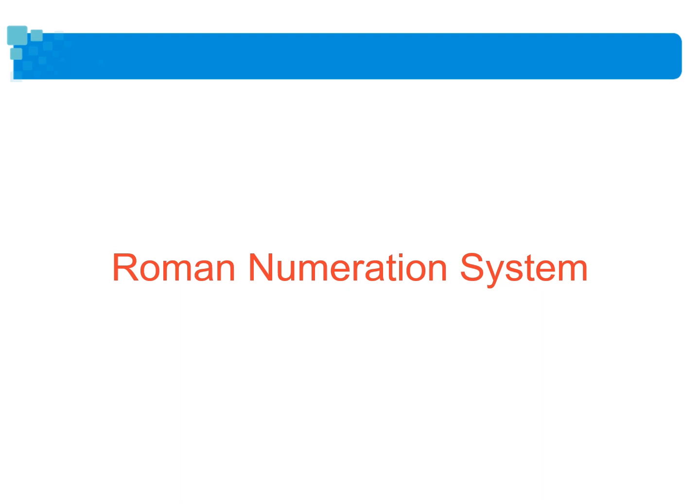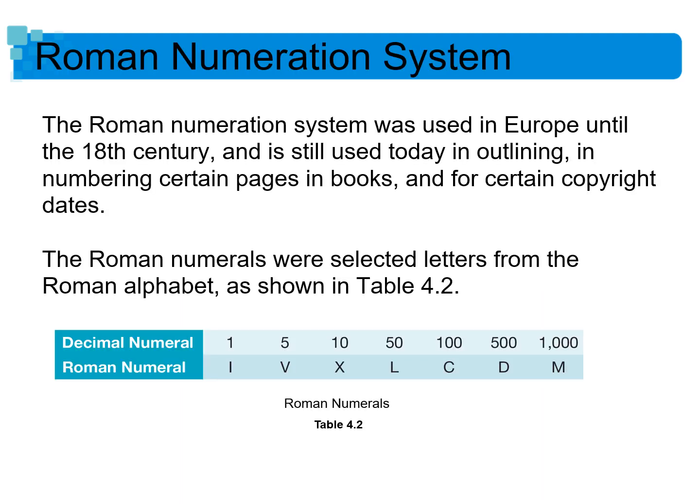Now let's take a look at the Roman number system. So this is one that you're probably a little bit more familiar with. You're probably pretty familiar with the Roman numeral system. It was used in Europe until the 18th century, and it's still used today a lot in outlines, and you'll see it in page numbers for books and copyright dates, things like that.